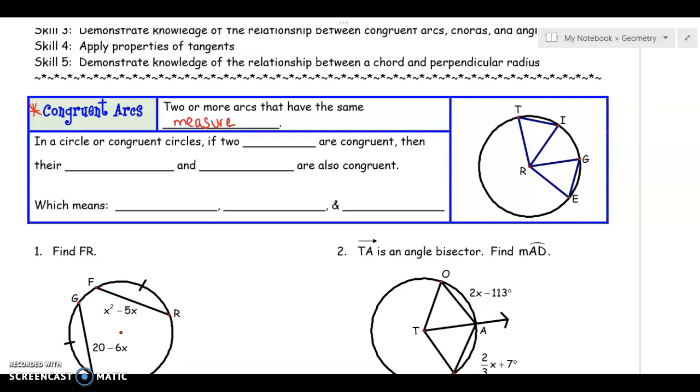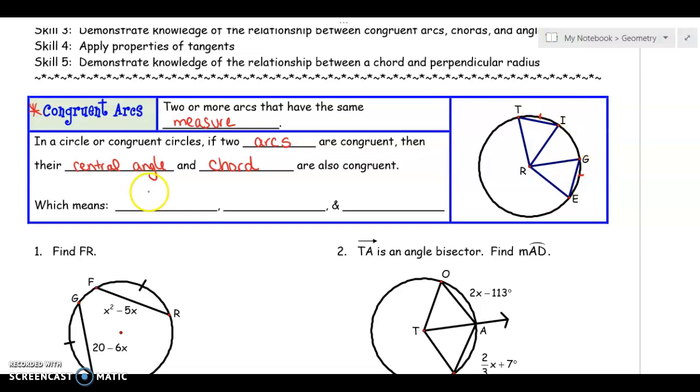All right, but the main thing that I wanted to focus on is in a circle or congruent circles, if two arcs are congruent, then their central angle and chord are also congruent. Okay, so what I mean by this is, let's say we knew that arc TI was congruent to arc GE.